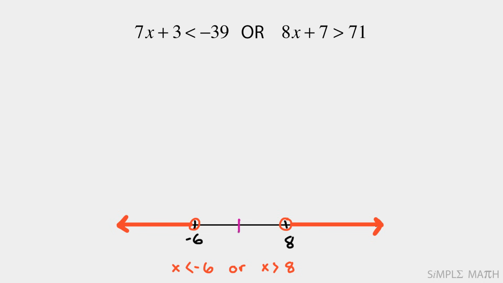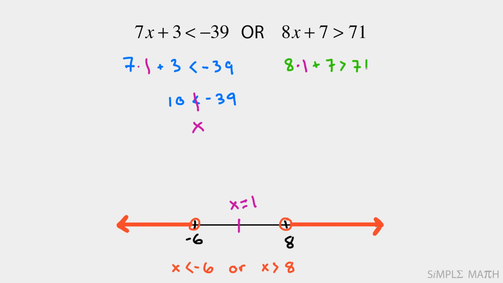Finally, let's look at a value that is not in our solution set. I'll choose x equals 1. On the left, we get 7 times 1 plus 3 equals 10, which is not less than -9. On the right, we get 8 times 1 plus 7 is equal to 15, which is not greater than 71. Well, since x equals 1 doesn't satisfy either of the inequalities, it can't be included in our solution set. And once again, feel free to test out other values both inside and outside of the solution set, and you should get the same results.